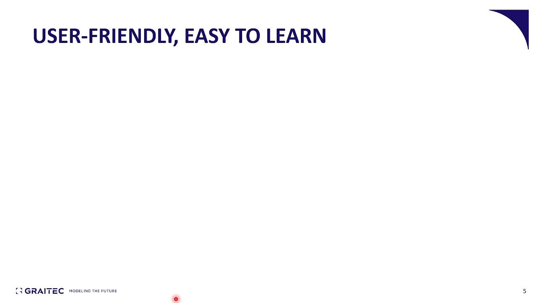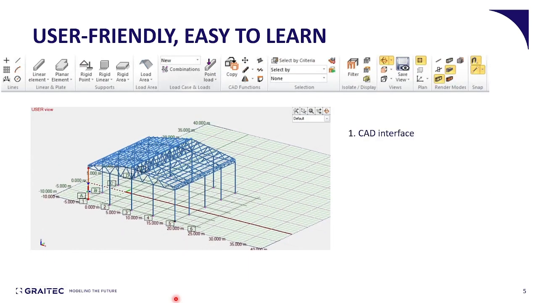Let's elaborate now. Advance Design is a user-friendly, easy-to-learn software. It has a CAD interface similar to AutoCAD, and the user can use this interface to create their model very effectively. Here we can see the grid, a steel frame made completely in Advance Design, not transferred from another software. And the user can use the tools on this ribbon to create their model.